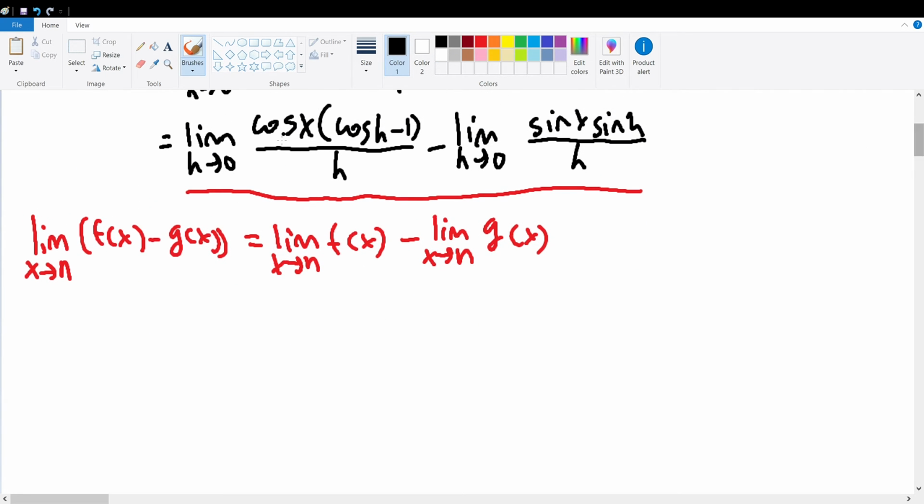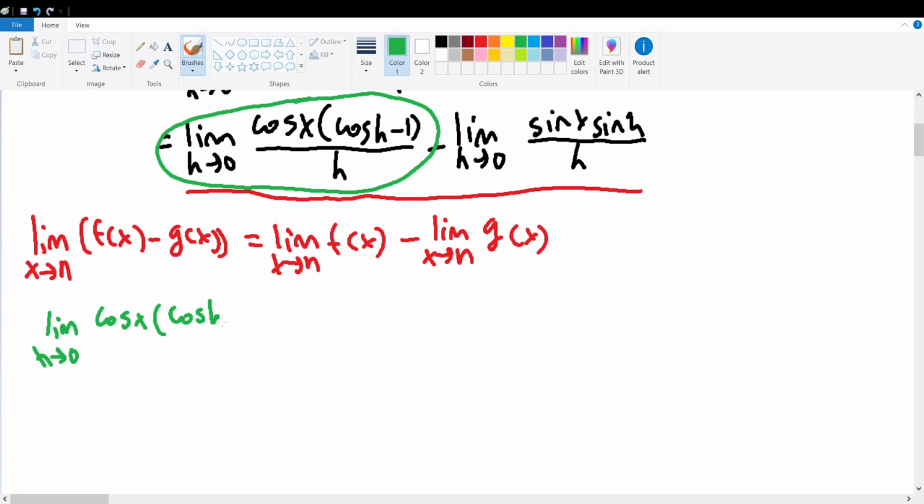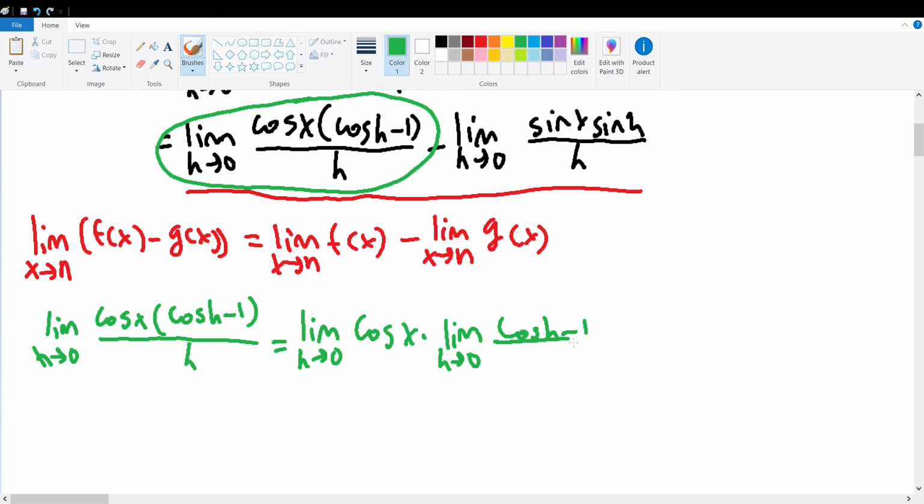Then from here, we can analyze our first limit portion, which I'm going to circle in this green color. So if we're going to analyze this green limit, the limit as h goes to 0 of the cosine of x times the cosine of h minus 1 divided by h, this term right here is equal to the product of two limits, which is then equal to the limit when h goes to 0 of the cosine of x times the limit as h goes to 0 of cosine of h minus 1 divided by h.